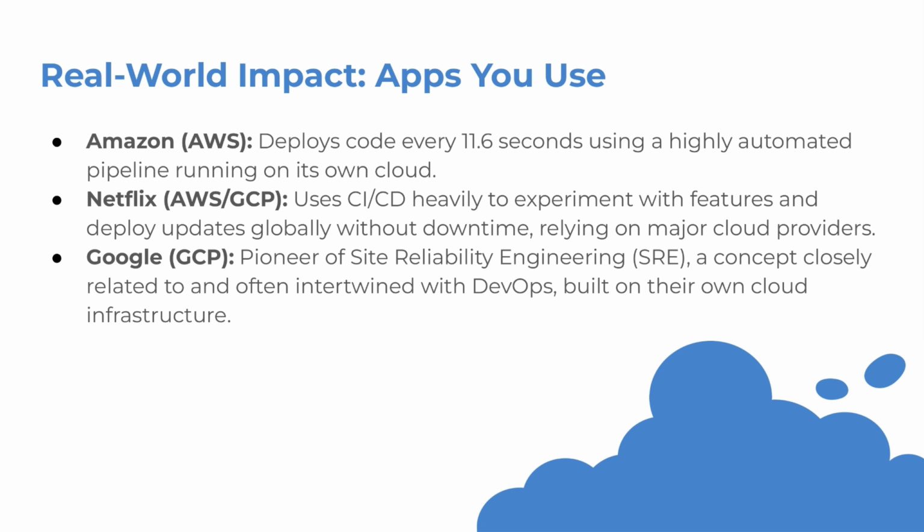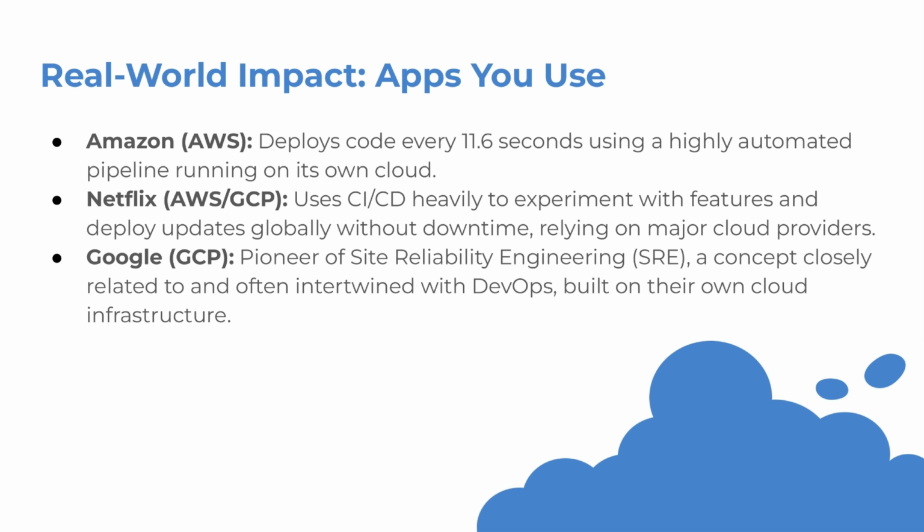AWS, the most used cloud service provider, and as you can see, deploy code every 11.6 seconds using a pipeline. So imagine how DevOps has implemented change to the society. So every 11.6 seconds, that's a lot. So that can be any app you all are using.